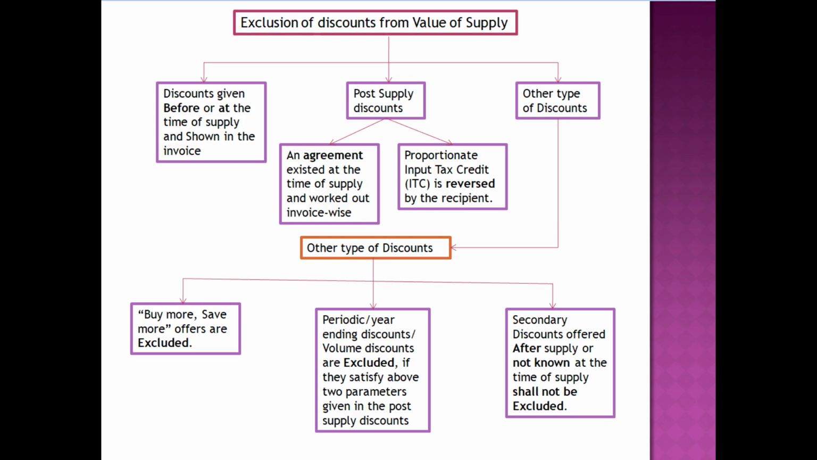And the last one is secondary discounts. These discounts are not known at the time of supply or are offered after the supply, and these discounts are not allowed, so we cannot exclude them from the value of supply.